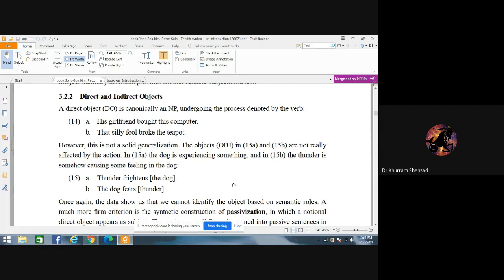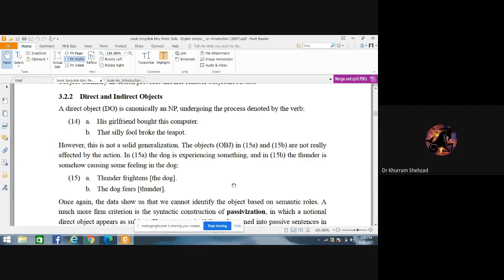Amna wears a beautiful suit. So Amna wears a beautiful suit. Amna isn't doing anything. It is just a state which we are telling about Amna. So the same is the case: the object is not every time affected by the action of the subject.